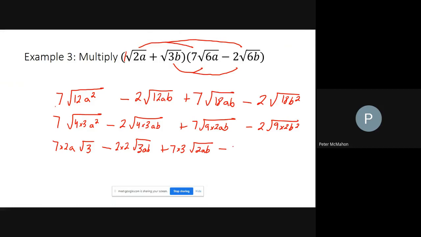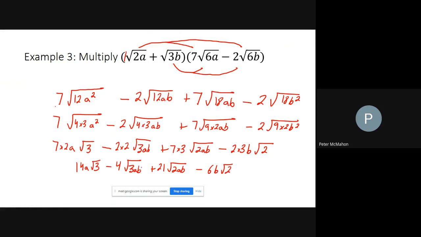Minus, square root of 9 is 3, so 2 times 3. Square root of b squared is b. And I'm still left with this root 2 inside there. 7 times 2a is 14. A root 3 minus 4 root 3ab plus 21 root 2ab minus 6b root 2. Now there's nothing else I can really do to this one.